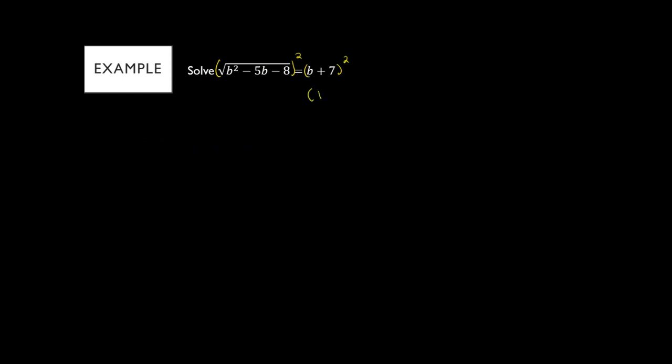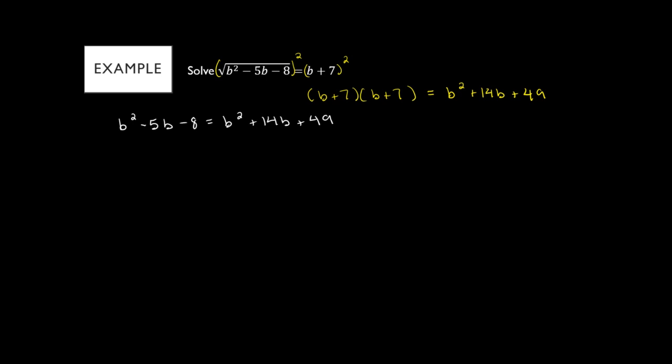And just like before, the b plus 7 squared is b plus 7 times b plus 7. So you need to FOIL that out, and that gives you b squared plus 14b plus 49. So you can verify that on your own. You can go through the FOIL process. So when we square both sides, we end up with b squared minus 5b minus 8 equals b squared plus 14b plus 49.